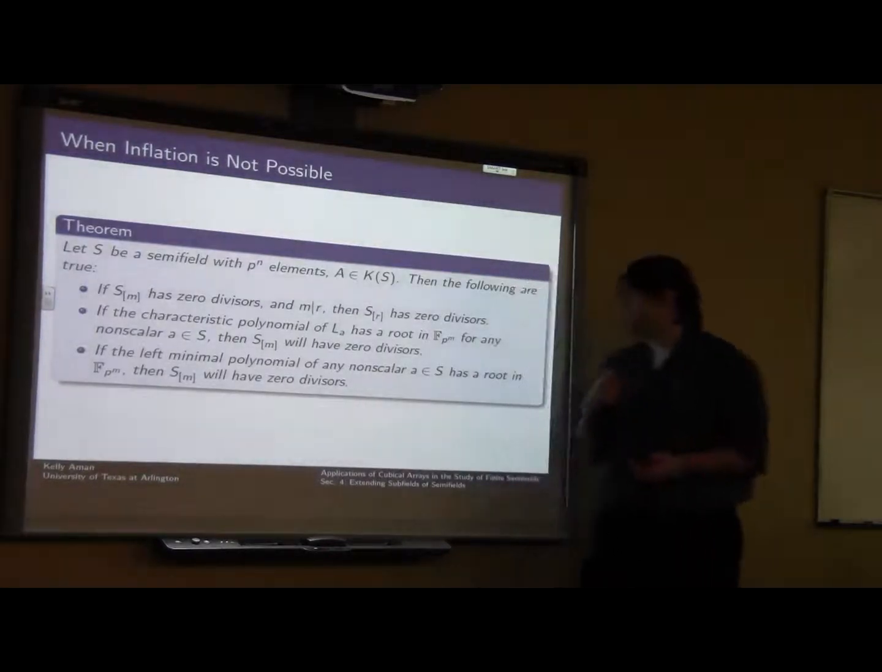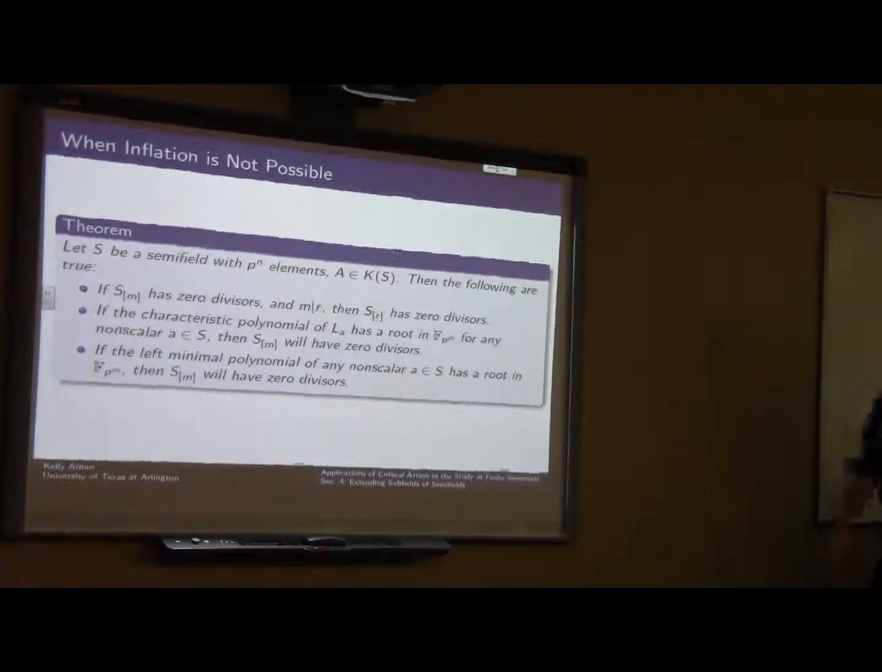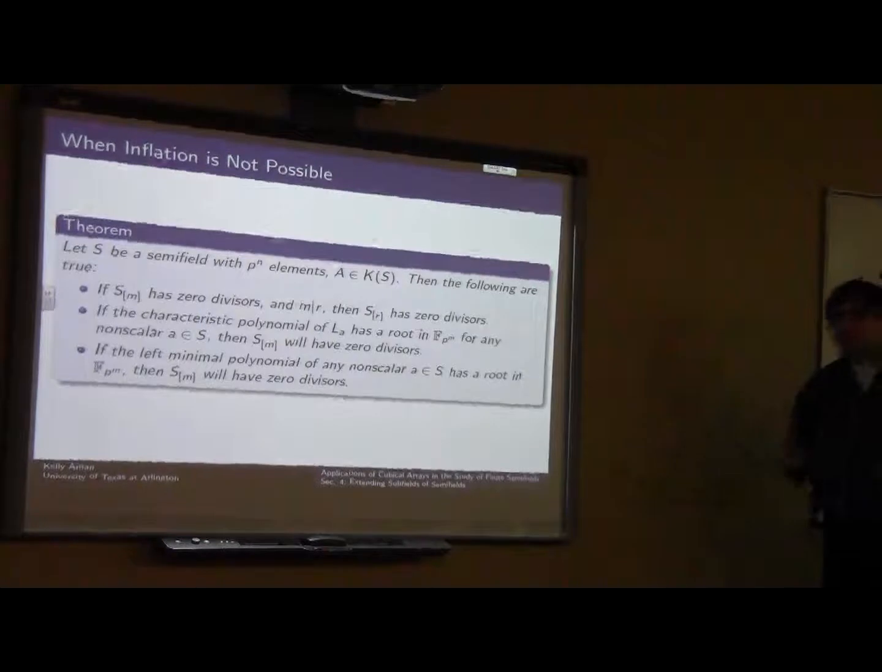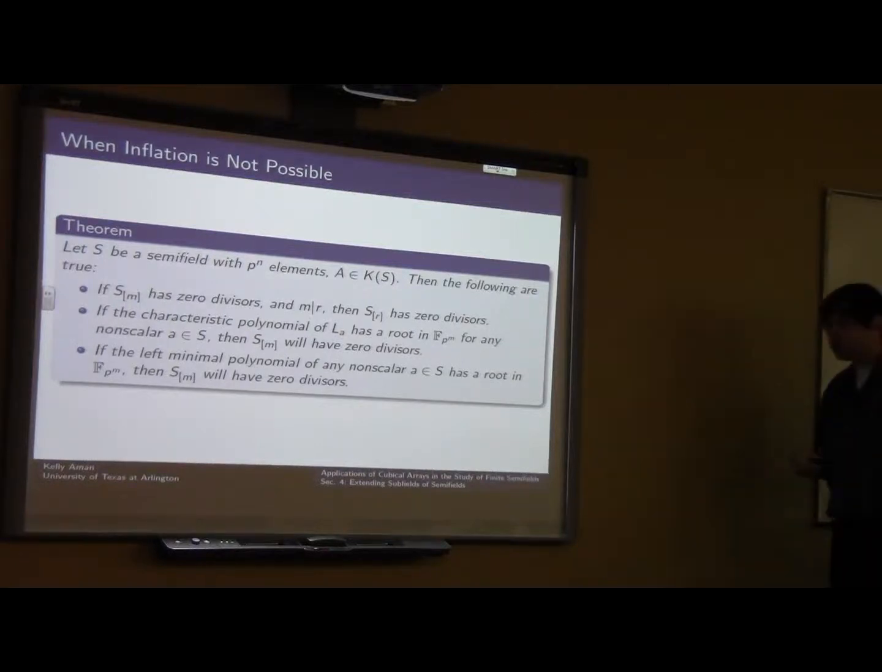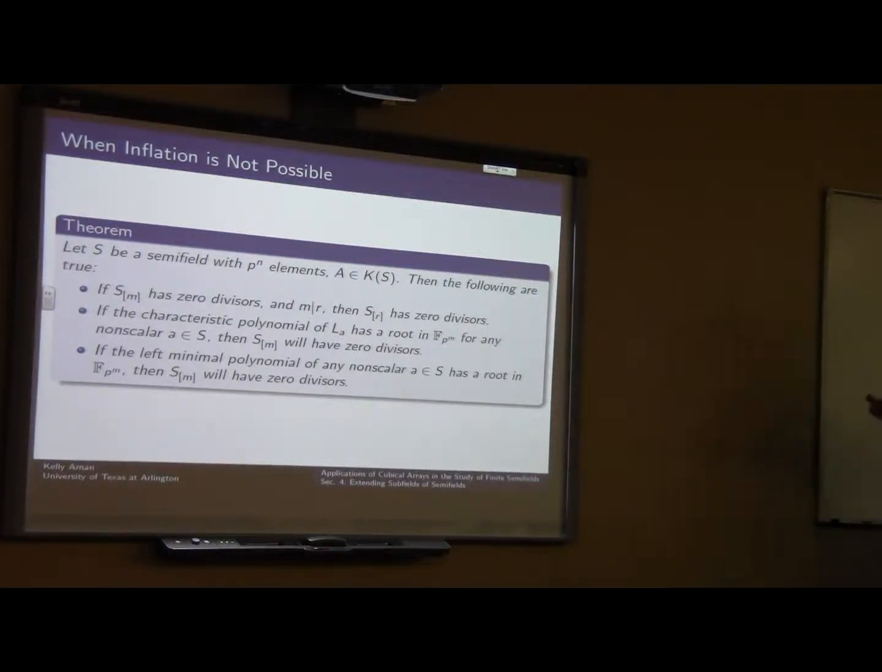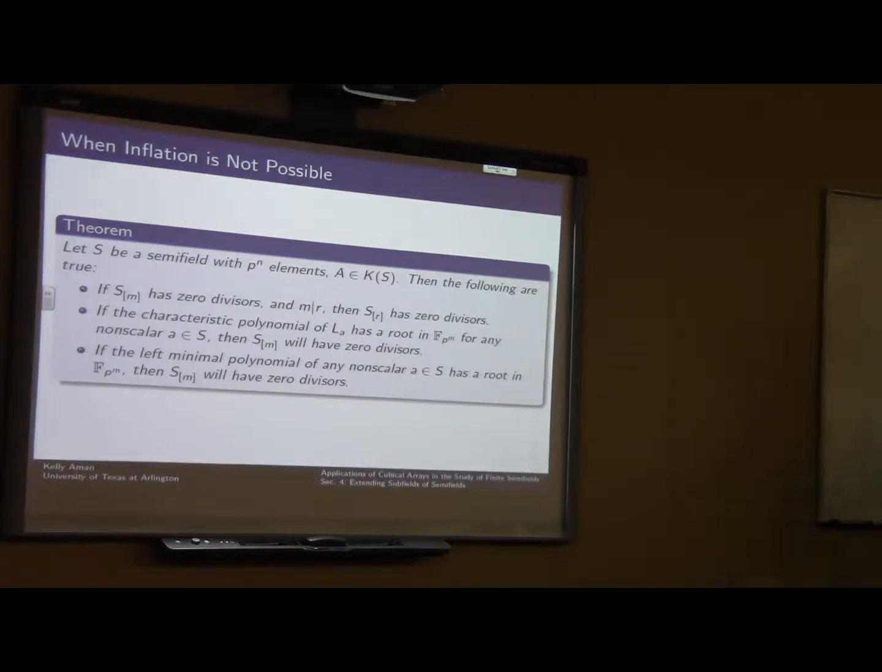I still do not have a good answer for when inflation is going to be possible, but I've found some conditions for when it's not possible. Basically, if the M inflation of S is not a semifield because it has zero divisors, and M divides R, then the R inflation of S will not be a semifield because it will also have zero divisors. A similar case arises if the characteristic polynomial of L_A for any A in S has a root in F_{p^m}, then the M inflation will have zero divisors. Or if the left minimal polynomial of any A in S has a root in F_{p^m}, then the M inflation will not be a semifield.